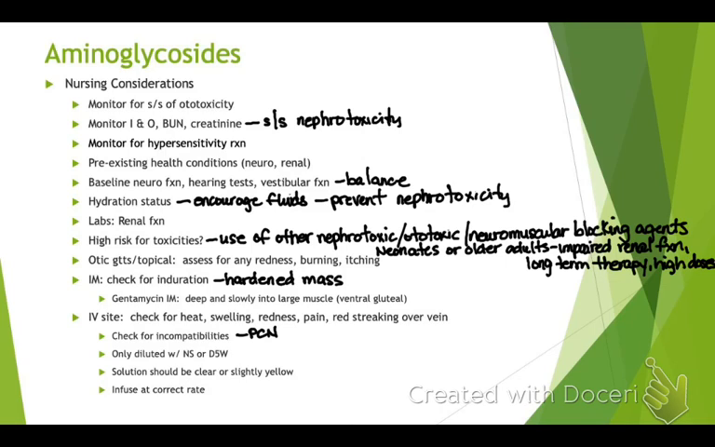Baseline, you want to have a baseline neural function assessment. You want to know what their hearing tests are, or vestibular function, how well they can keep their balance. You want to know what their hydration status is. So again, you want to encourage fluids to help prevent nephrotoxicity. You want to look up their labs and make sure that their renal function tests are being evaluated while they're on these antibiotics. If they have a higher risk for toxicity, you want to see what other nephrotoxic or ototoxic meds they're on, or any other neuromuscular blocking agents that they may be on.